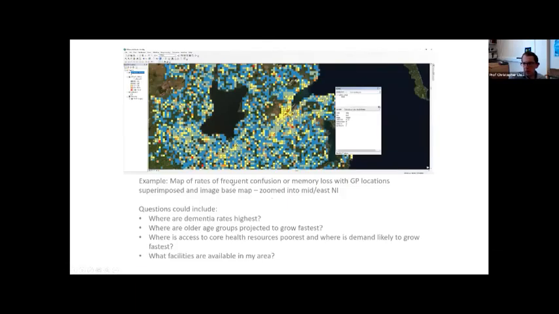So I'll show you it live in a moment, but here are things it can be used to do. This is an example of frequent confusion or memory loss with GP locations superimposed. You can obviously, at a simple level, identify single variables where rates are highest, if you're looking at change through time, where older age groups are projected to grow fastest, where access to core resources is poorest, according to whatever criteria you pick in your particular case, and where demand is likely to grow.